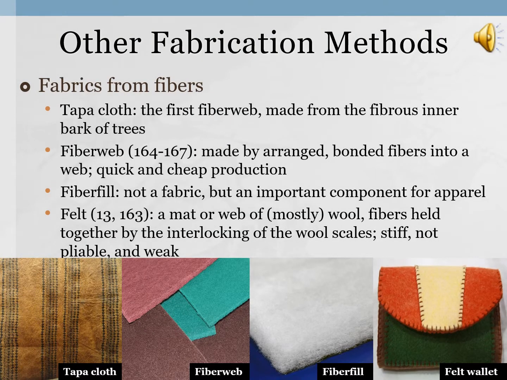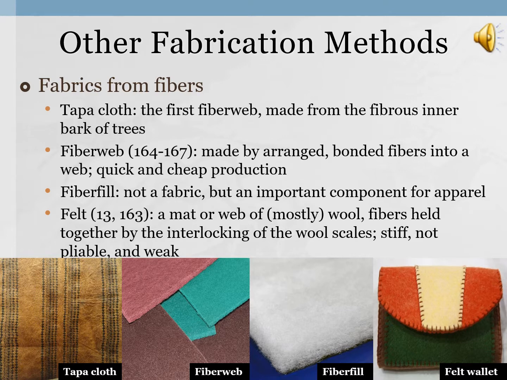So another fabrication method that does not fall under knitting or weaving includes fabrics that are made directly from fibers. So for these fabrics, the yarn production stage has basically been skipped, and the fabrics are made directly from the fibers. And the fibers are put together for pretty much each of these by creating sort of a web, by linking the fibers together directly. So the first example of that is a tapa cloth. You don't have an example of that in your kit, but there's a picture of it here.